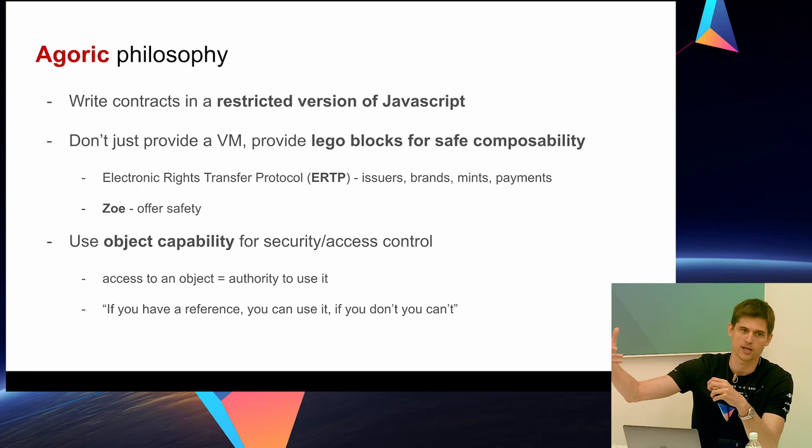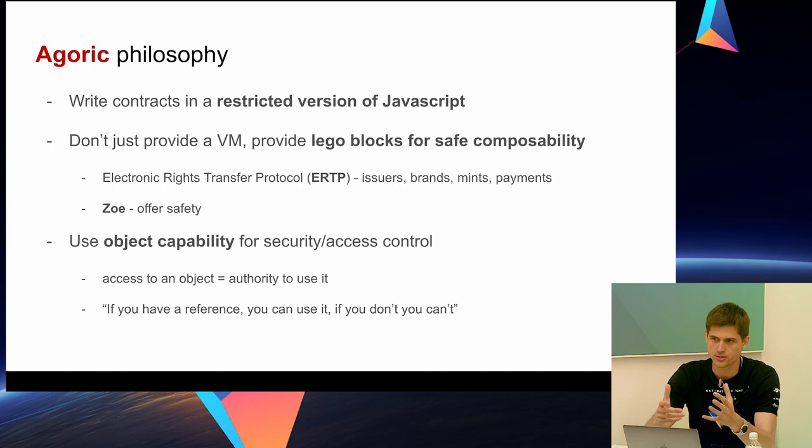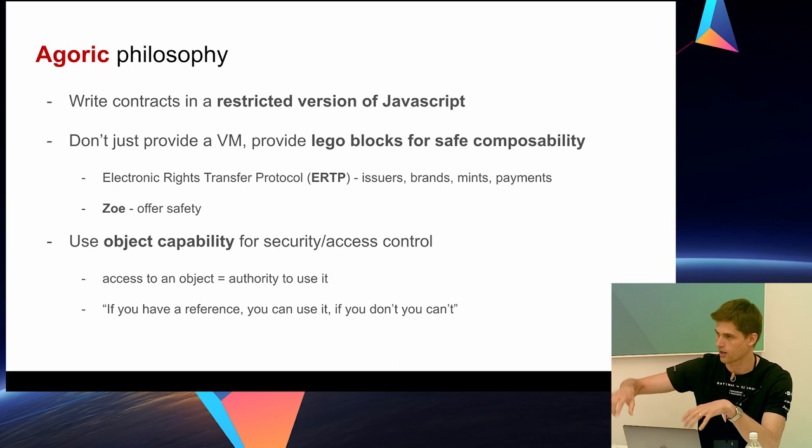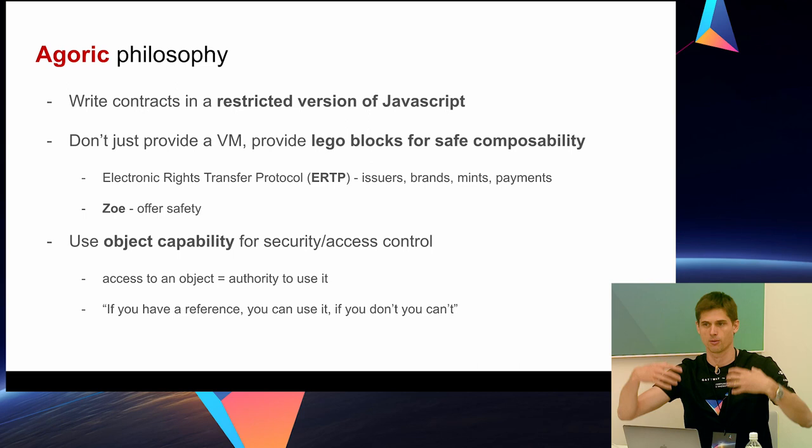This works on Agoric because by default everything's private. On Ethereum, everything's public. If I deploy a contract, you can go through the blockchain and look at every contract, right? Agoric's not built like that. As a creator of a contract, I can deploy it and get back some objects, and I can list some objects publicly, but I can keep some objects for myself.